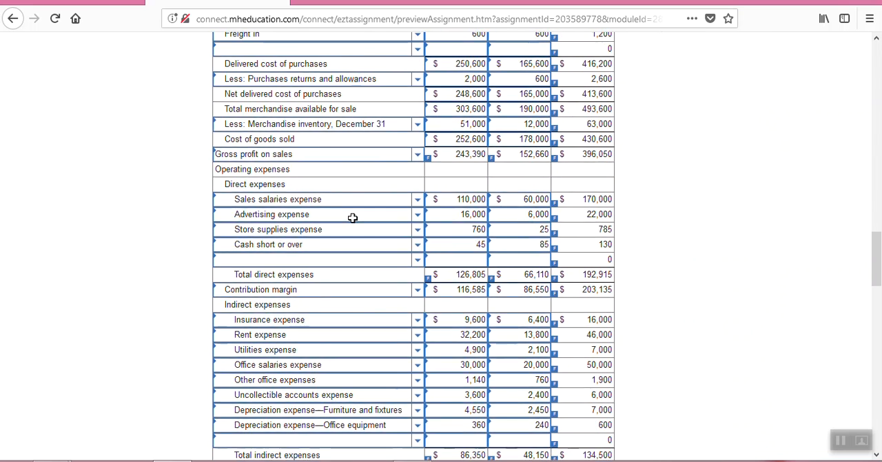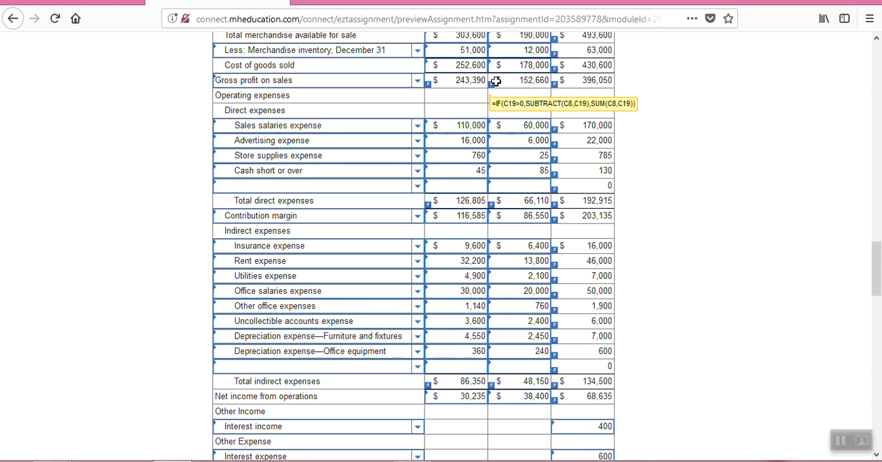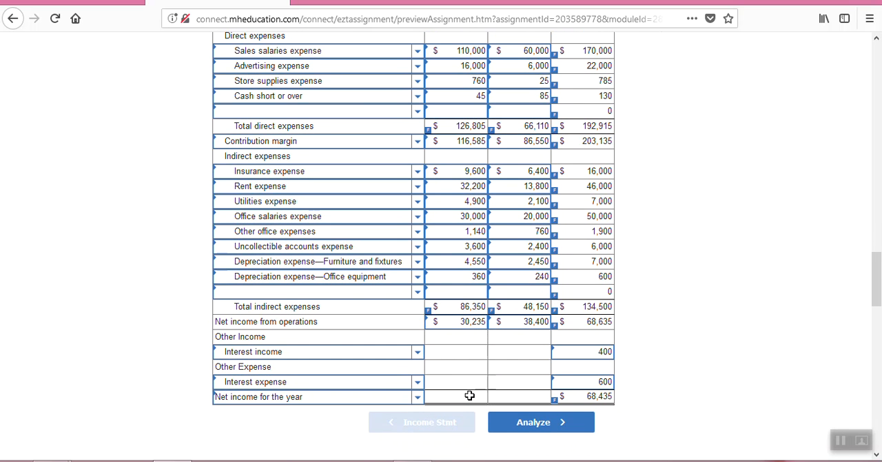All right, so we've got all that in here. After we allocate all this stuff out, we're going to have total indirect expenses. Net income from operations: there's your gross profit on sales, and you're going to subtract out all these expenses. So take your gross profit, subtract out your direct expenses, and subtract out your indirect expenses, and that's what you have left for net income. We still have those other two items, interest income and interest expense, which are kind of just odd things that go at the bottom of the income statement. They're considered other income and other expense. So just plug those two in here, and that's going to give you your net income.